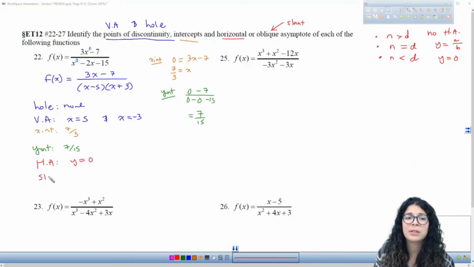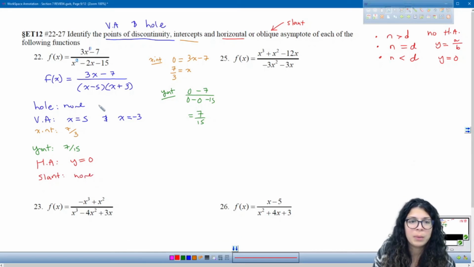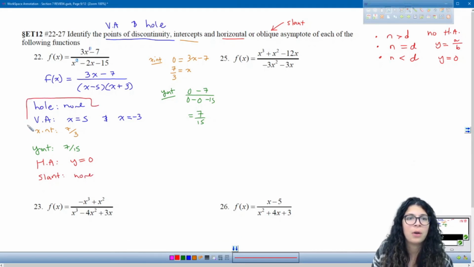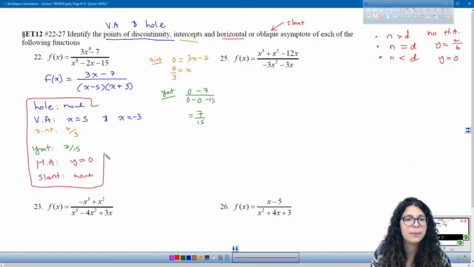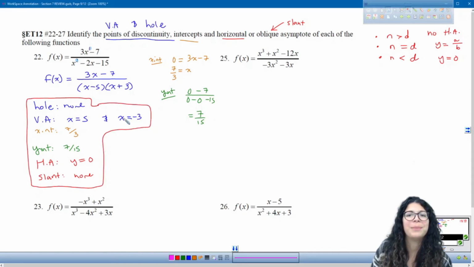And that means that there is no slant, or if you want to call that oblique, whatever you want to call that. So that is all of the things that they asked us to find, and we are all done with number 22. Let's move on to number 25.